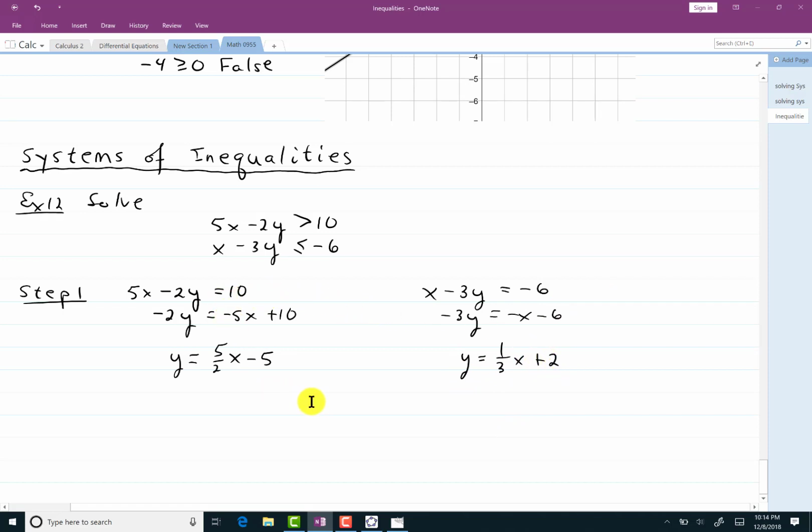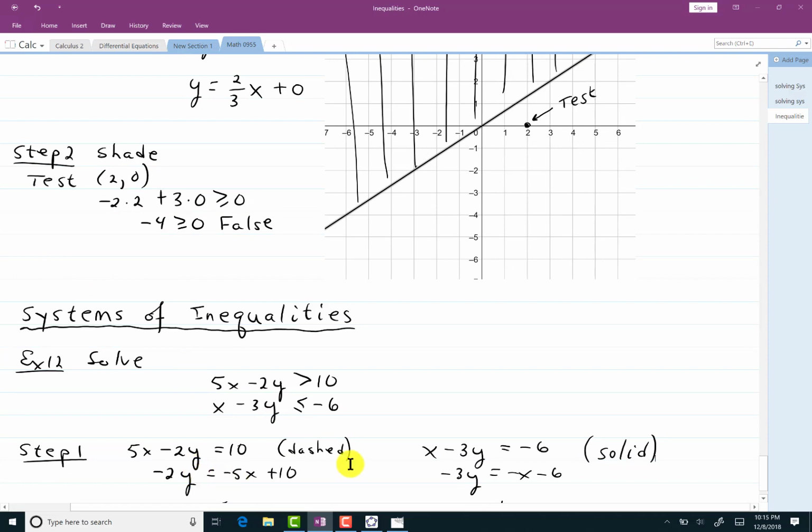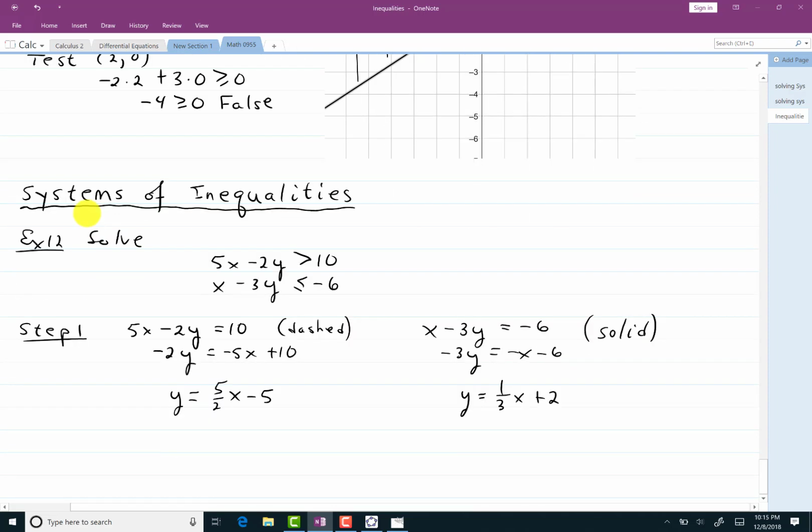Now, this first line here, I'll graph with a dashed line, just because this inequality does not have an equal underneath of it. But for the one that has a less than or equal to, I will do solid. And then for each of these, you want to try to determine the regions that are shaded like I did the previous ones. But I'm going to do them both on the same graph.